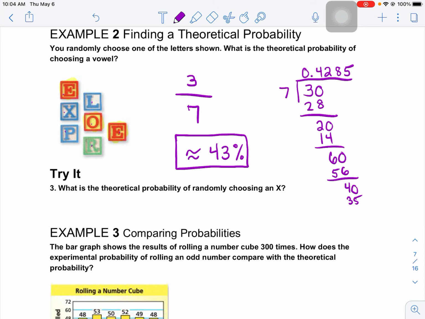Okay, same idea here for the try it. It says, what is the theoretical probability of randomly choosing an X? Well, here, right, there's only one X. So there's one favorable outcome out of 7. Okay, I'm just going to use my calculator here for this one. So if I divide 1 divided by 7, I end up with 0.14. So it's about 14.3%.